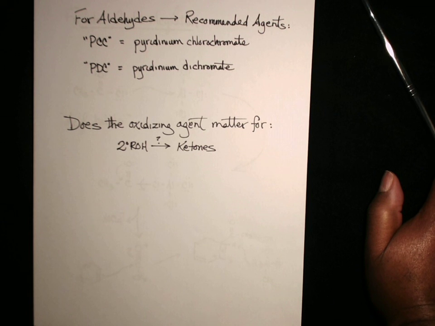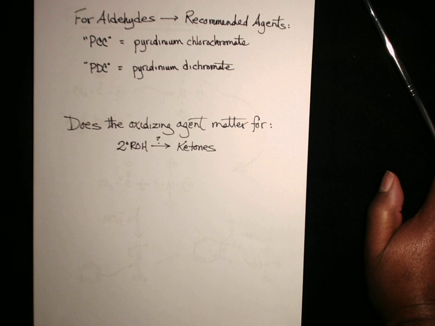So, yeah, this is all really nice, but what about the secondary alcohols? We did say that secondary alcohols can be oxidized to form a carbonyl, i.e. a ketone. Well, does the oxidizing agent matter in the case of secondary alcohols? And the answer is not really.